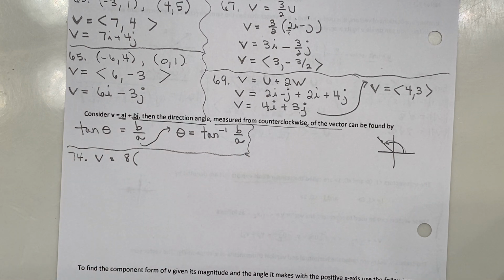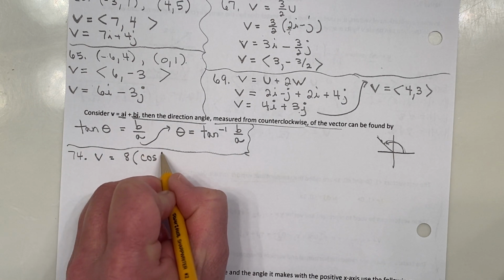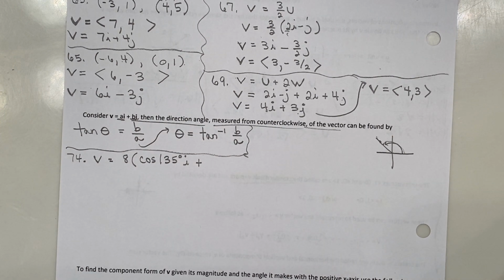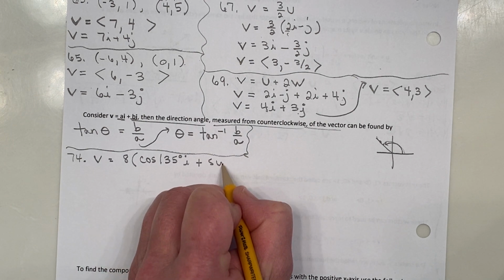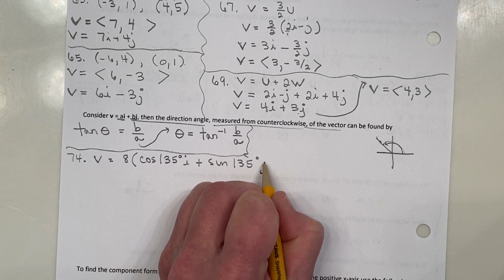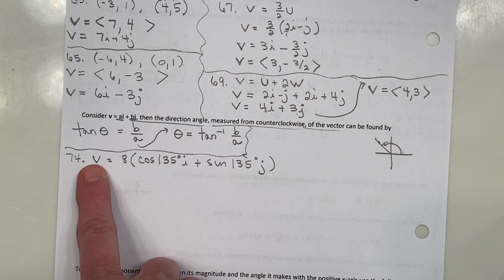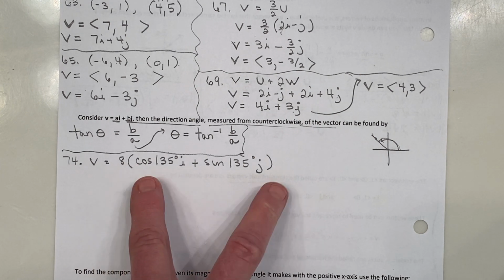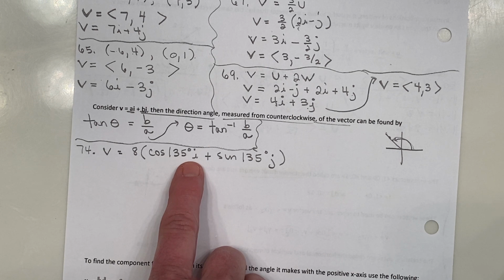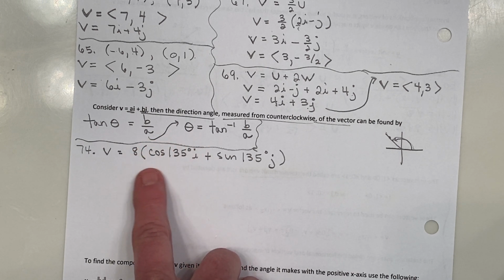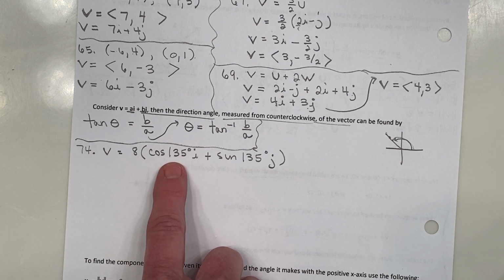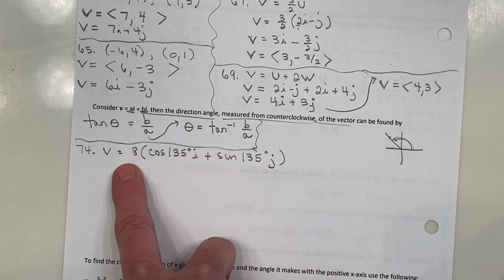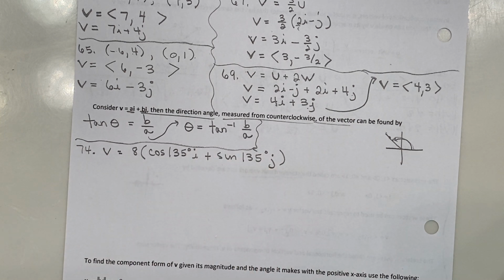And this is problem 74 straight from the book. Make sure we have the vector v written down. This is another way to write a vector: 8 times the quantity cosine of 135 degrees times i, so instead of a number here I've got cosine of 135 degrees, which I'm going to find from the unit circle, plus the sine of 135 degrees, whatever that is from the unit circle, times j. Then we'll multiply that by 8.